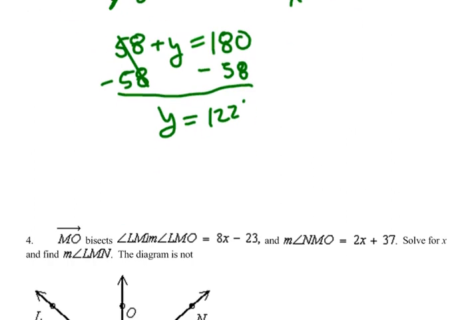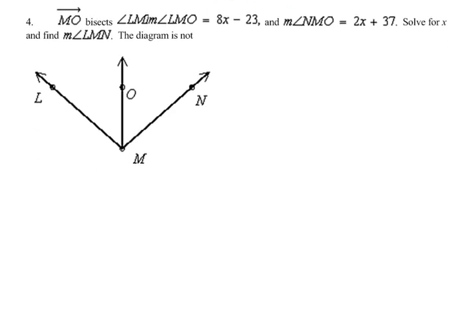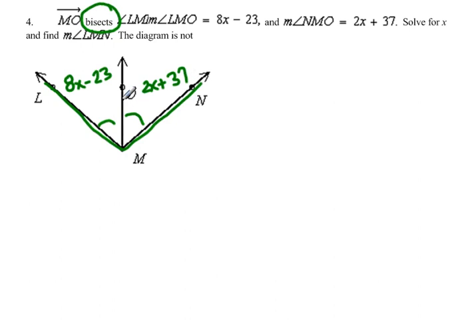And number 4. We're told that ray MO bisects angle LMN. LMN is right here. And we will learn what this word means very soon. Bisect. It essentially means to cut into 2 equal parts. So therefore, if this is 8x minus 23, and this one is 2x plus 37, in order to solve for x, we would treat this like it was a segment midpoint. So that means that this portion and this portion are the same. So 8x minus 23 equals 2x plus 37.